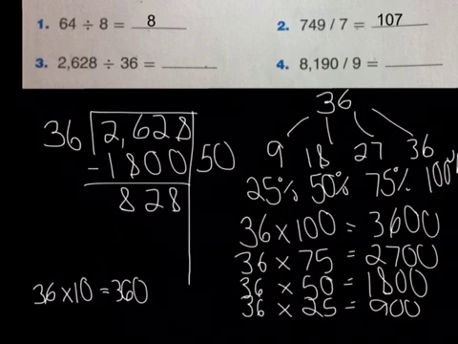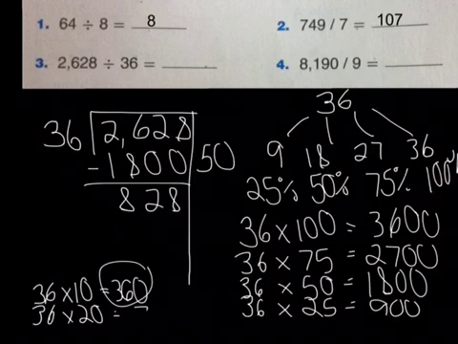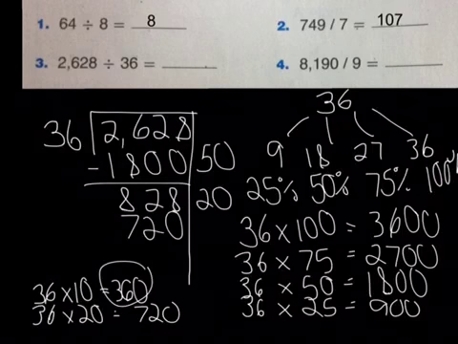36 times 10 is 360. But what if you double this? 36 times 20 equals, well, just double this number, boys and girls. If you said 720, you are very close to 828. Okay, so let's do that. 36 times 20, and you have 720.